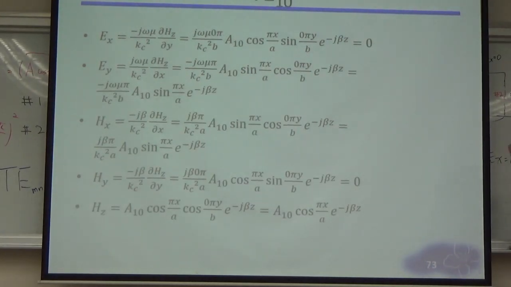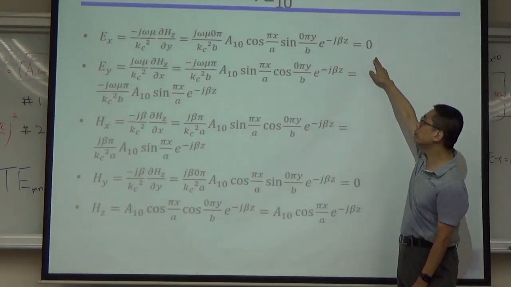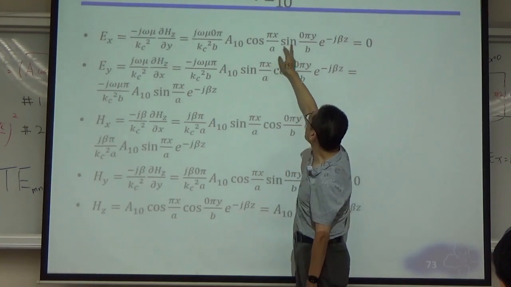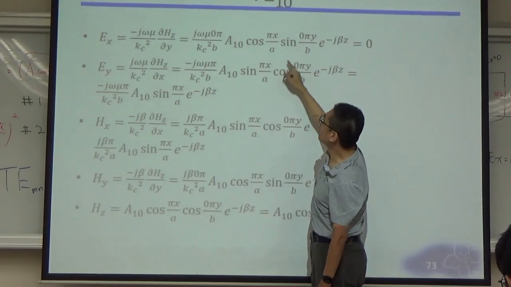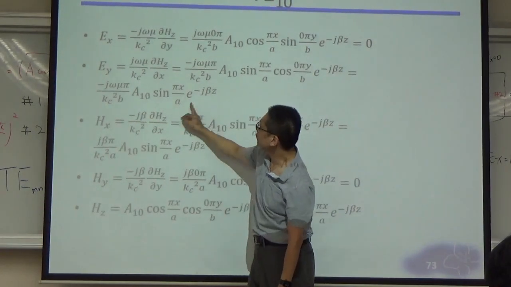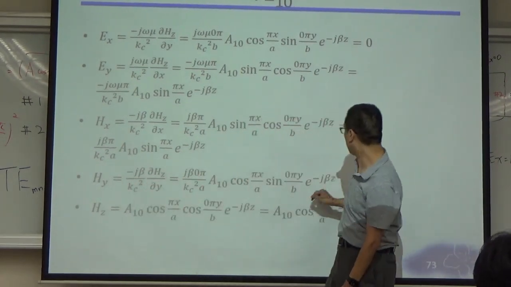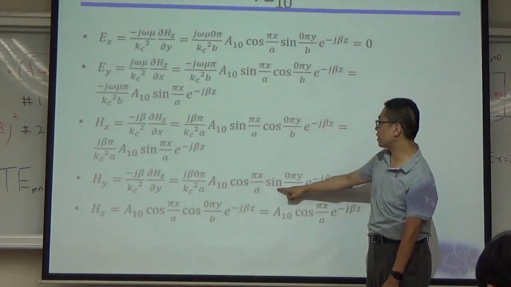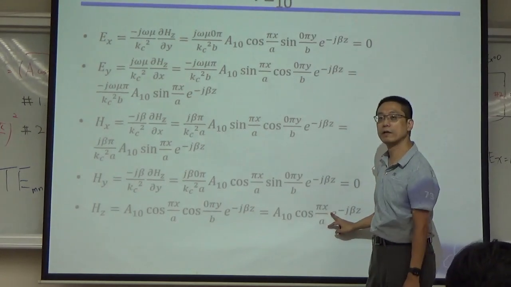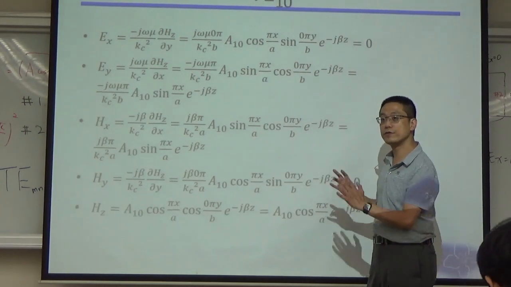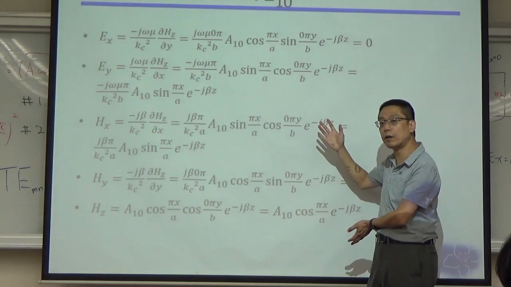So just put a number in, and for the TE10 mode, EX equals 0 because it is cosine times sine, and sine 0 is 0, right? And for EY, you have this. For HX, this one. For HY, also 0, because sine 0 is 0. And for HZ, you should have some number. These are the total E field and H field for the TE10 mode.